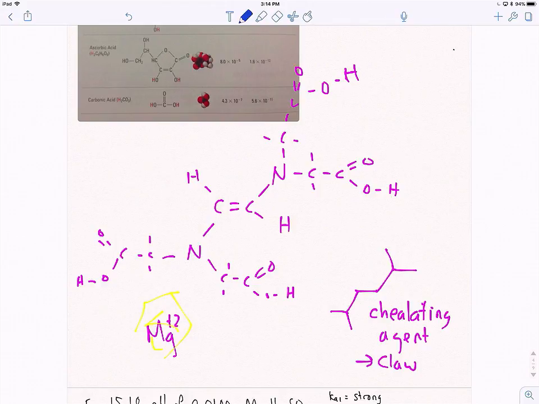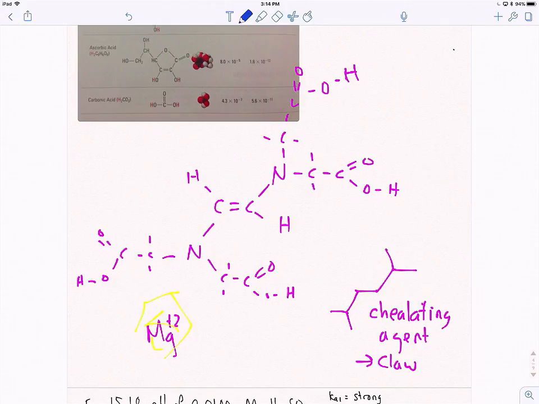And EDTA is also a chelating agent. That means claw. So if you want to get rid of certain ions, specifically calcium and magnesium ions, you can use chelating agents. So you can use this to clean out pipes. The other thing is they put it in shampoo. So it'll chelate out calcium and magnesium ions so you don't get the white soap scum in your hair.